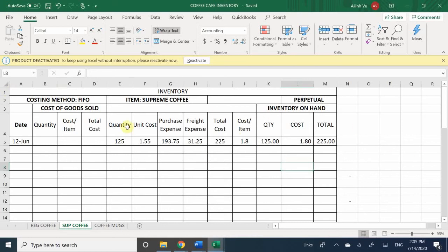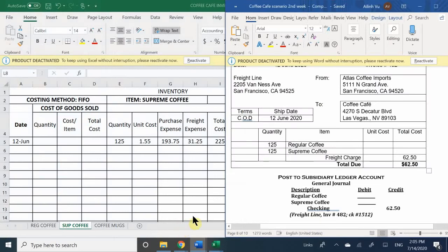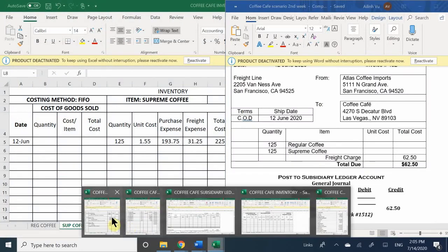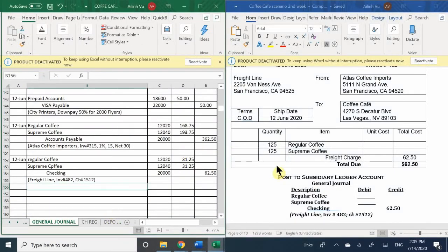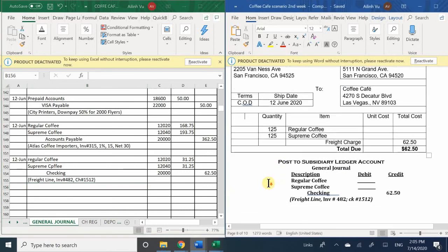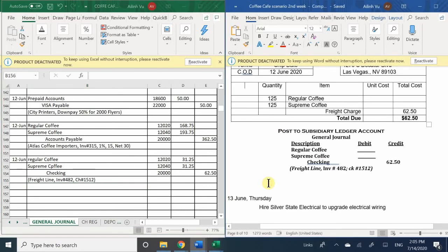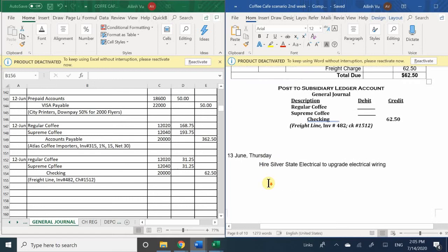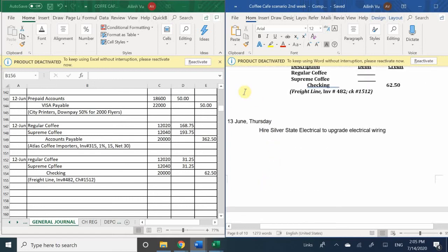Okay. All right. So now we are completely done with that transaction. So let's go ahead and pull up our journal and our scenario. We've already calculated and updated our inventory. And all right, let's see what's next. So now we finally move on to Thursday. Okay, so we need to change the date, so it's the 13th. So now we're going to hire Silver State Electrical to upgrade the electrical wiring.